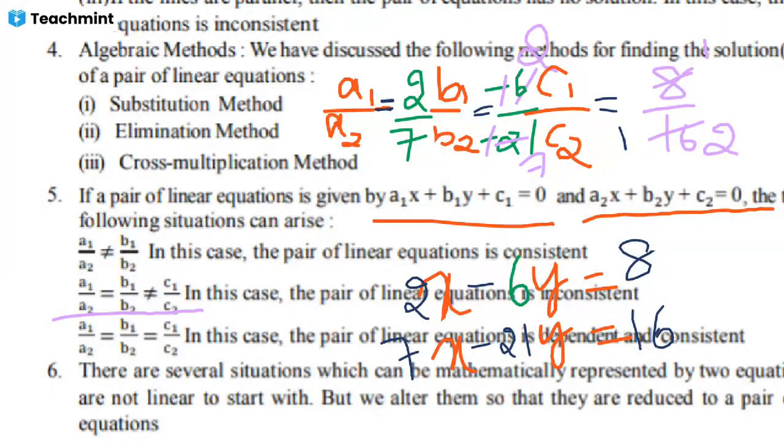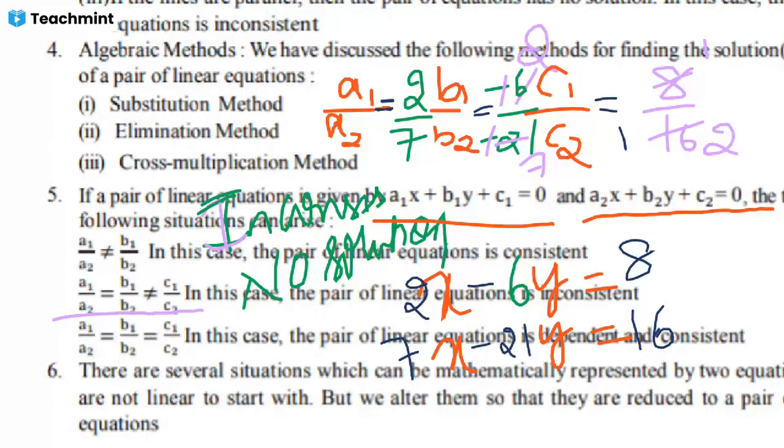Therefore, the given pair of linear equations are having what type of solutions? Inconsistent, no solutions. If you are getting no solution, what is the nature of the graph for this? Parallel lines. Yes, very good. So they are forming parallel lines. Understood? So these are some of the basic things you should remember from the pair of linear equations chapter.